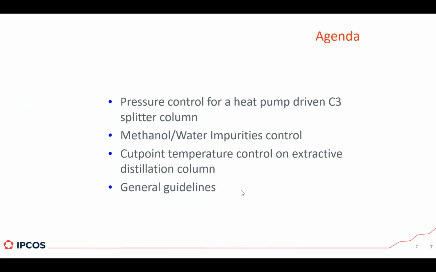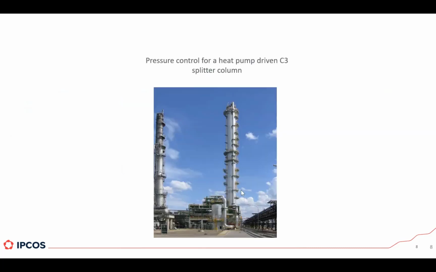And then the cut point temperature control on an extractive distillation column, that's the third example here. I think the main challenge you will see is more related to the fact that you have different liquid phases inside the column. So what seems obvious or almost intuitive for any other type of column, when you have two liquid phases, sometimes just stops being the case. So let's move on to the first example, pressure control for a heat pump driven C3 splitter column.